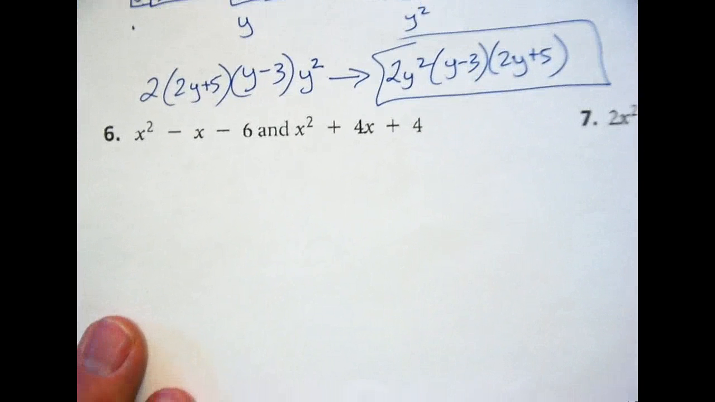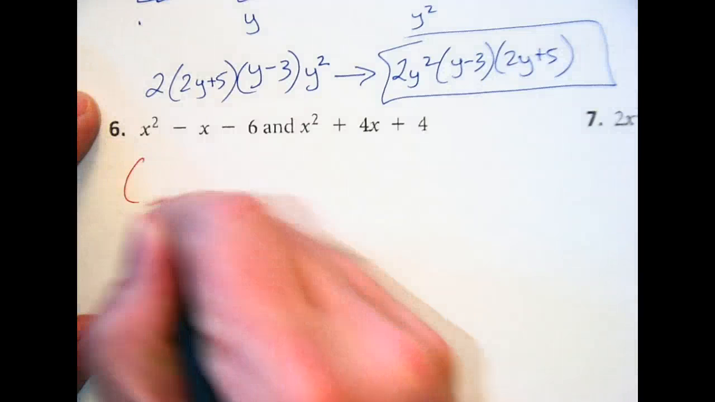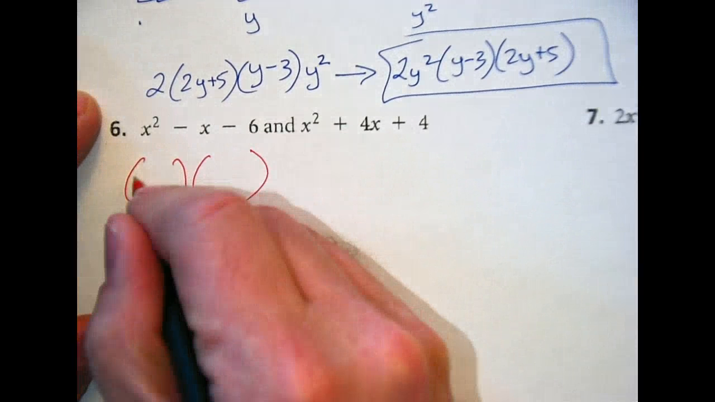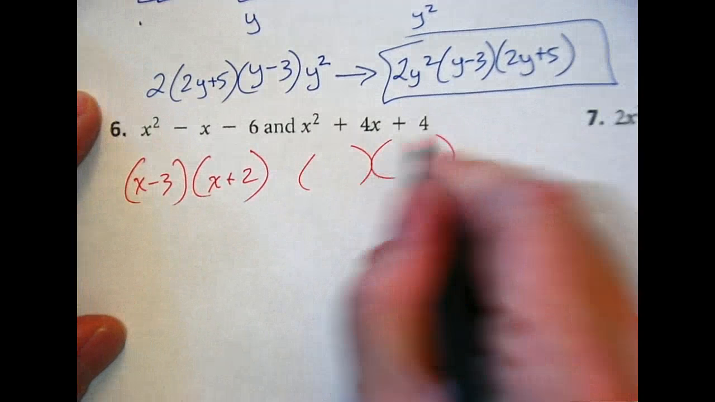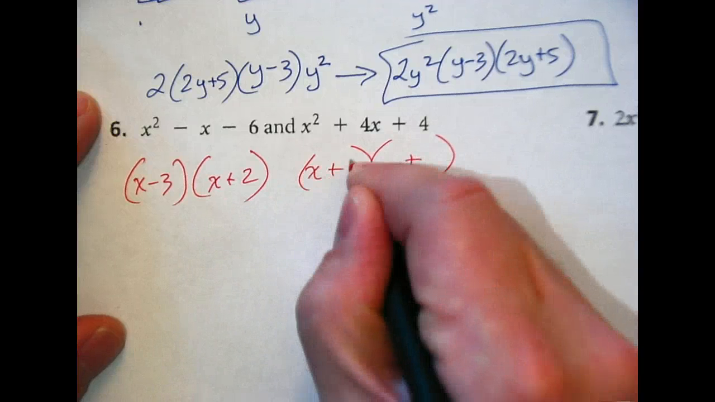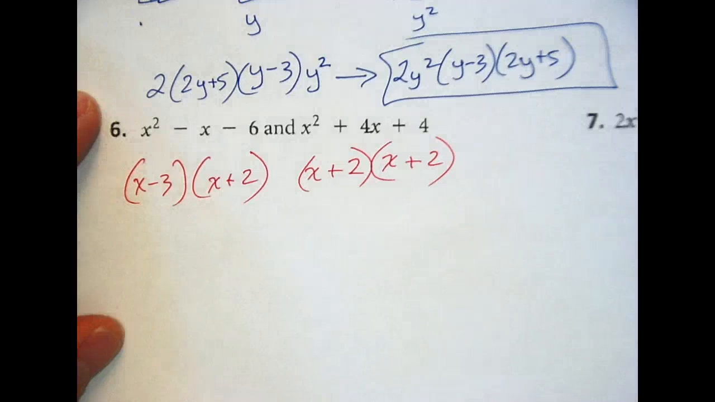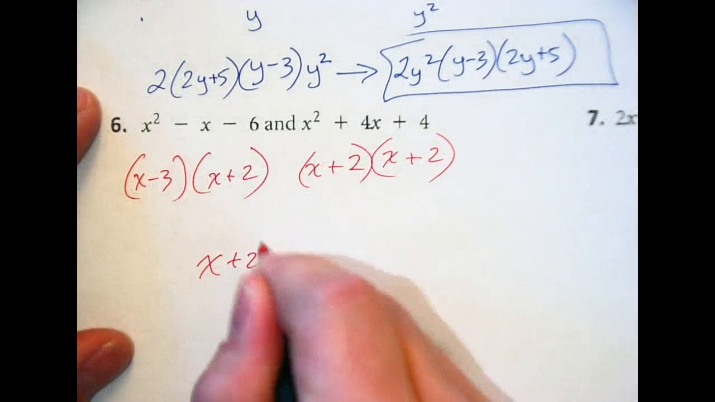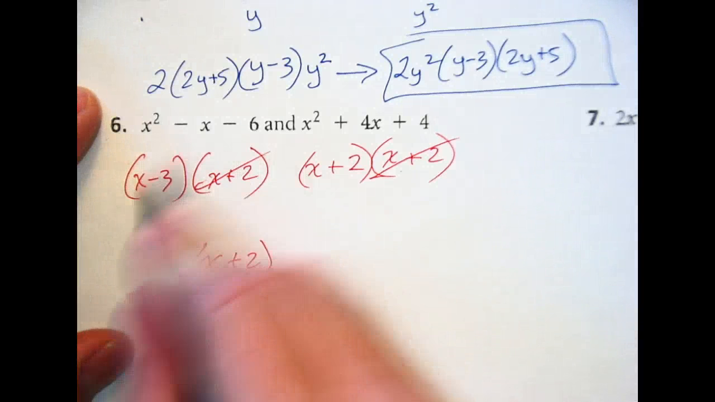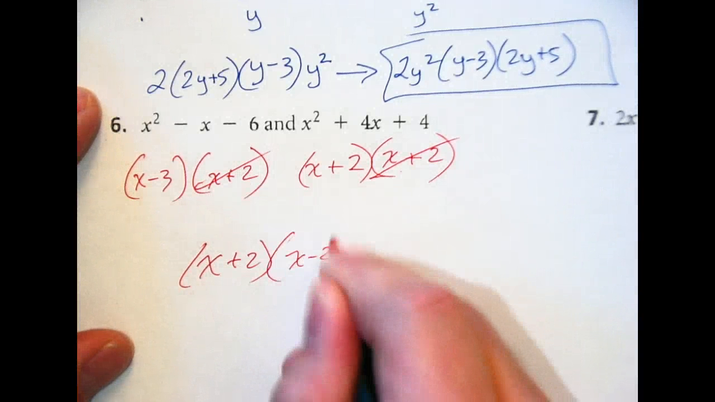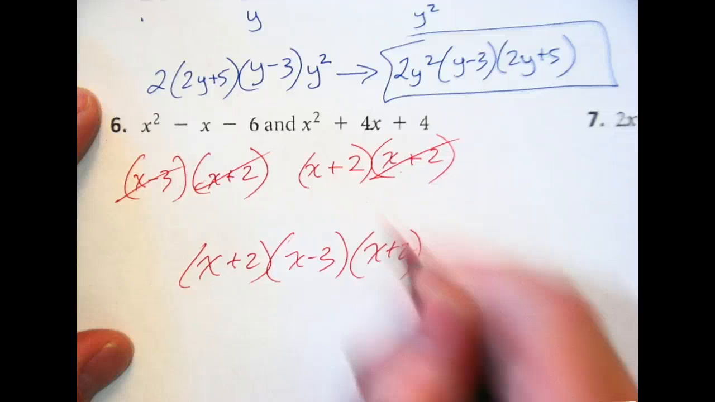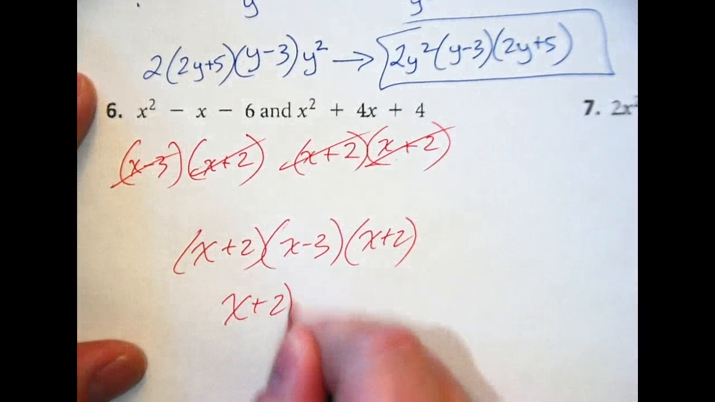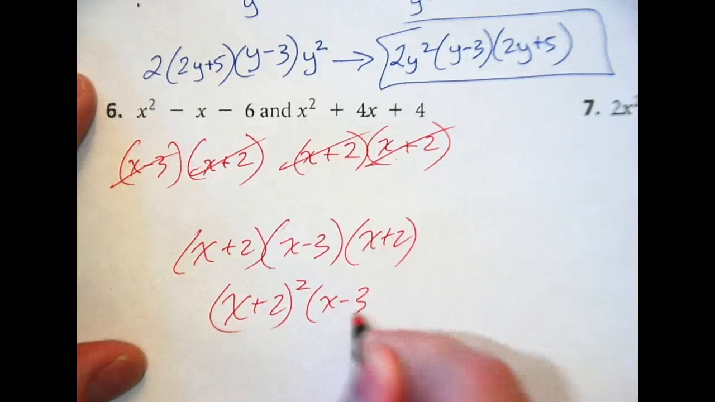All right, try number 6. Factor it first. Hopefully the factoring is going quick. This one is x minus 3, x plus 2. This one becomes, since the signs are the same, both plus, x plus 2, x plus 2. What do they have in common? X plus 2. What does this one have that that one doesn't? X minus 3. What does this one have that this one doesn't? X plus 2. So you could write it as x plus 2 squared times x minus 3. That would be fine as well.